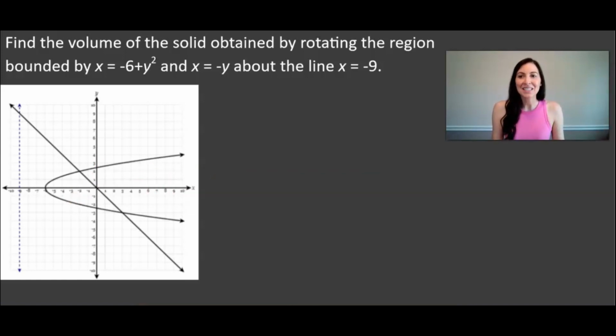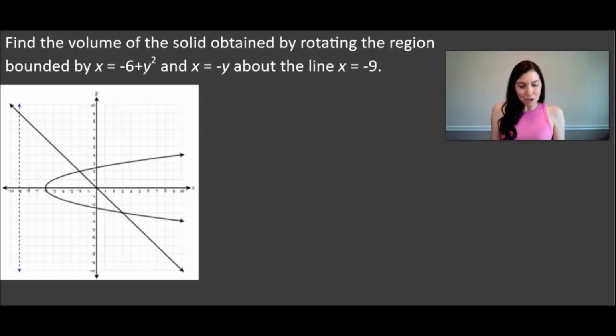In this problem, it says to find the volume of the solid obtained by rotating the region bounded by x equals negative 6 plus y squared and x equals negative y about the line x equals negative 9. And all of these functions have been graphed below, and you can see that in this diagram.